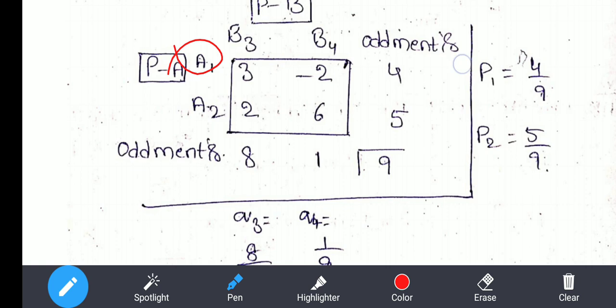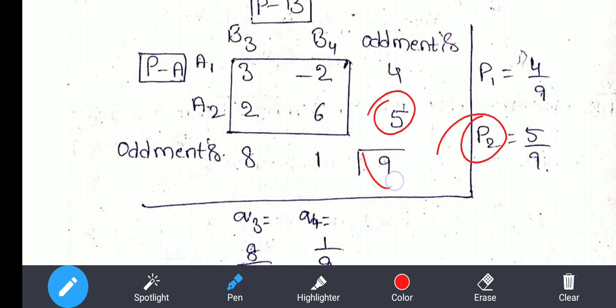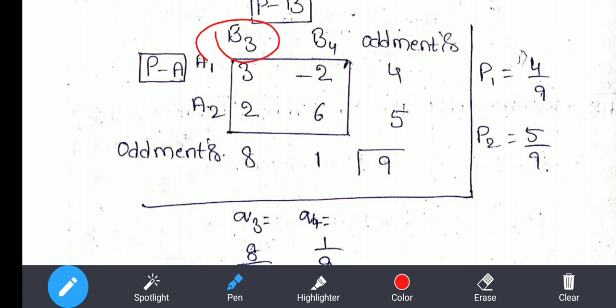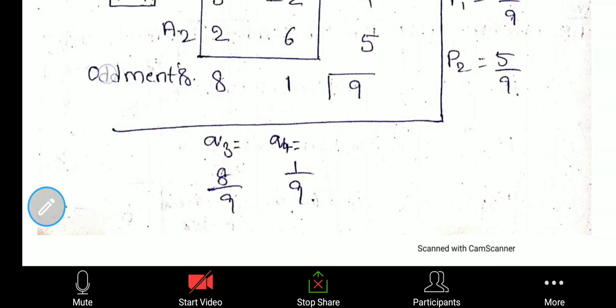A1 probability will be P1, that is 4 by 9. Sorry, A2 probability is P2, that is 5 by 9. It will be shown to you here. Q3, that means B3 probability, is 8 by 9. Q4, B4 probability, is 1 by 9. It is shown to you in this one.